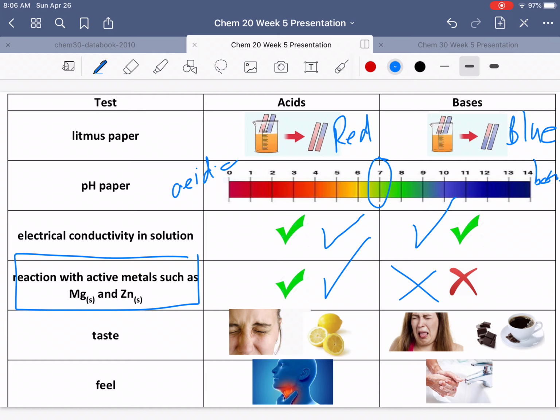And the tasting thing is familiar too: sour versus bitter and a burning feel. Bases also are quite corrosive. However, they're also used for soaps, which is kind of interesting, especially in this age of COVID.